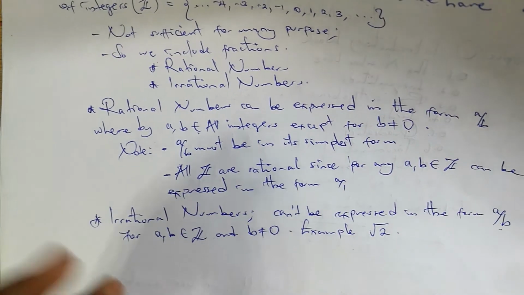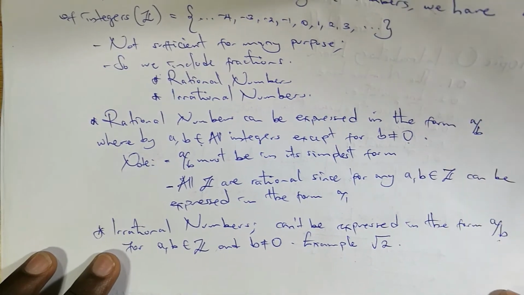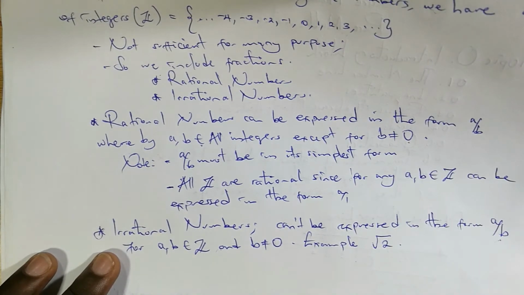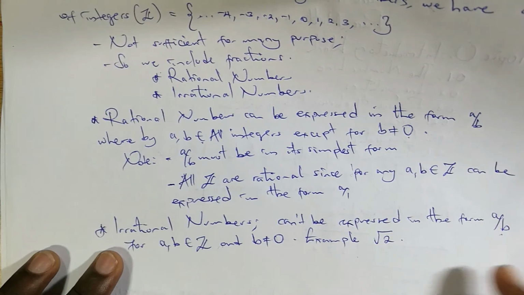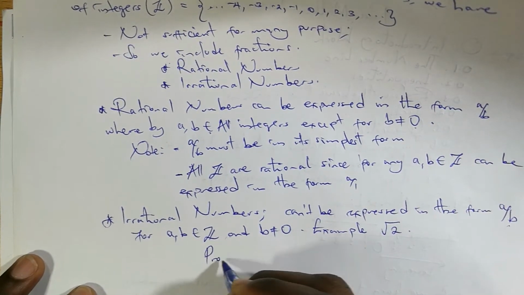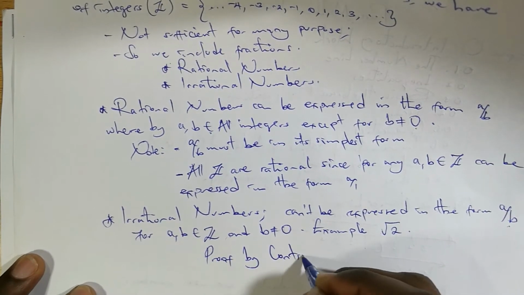That means at first we are going to assume that what we want to prove is not true. Then later it will lead to a contradiction. Then we just conclude that what we are actually proving is true. So we're going to use proof by contradiction.